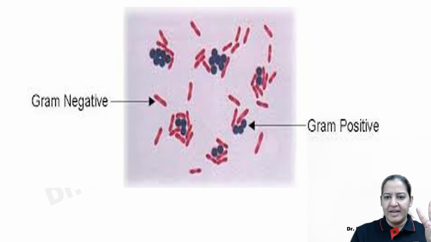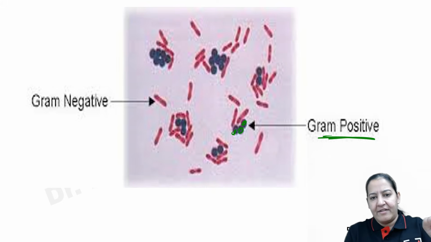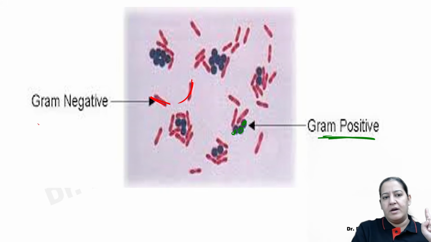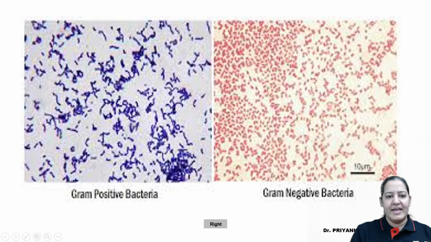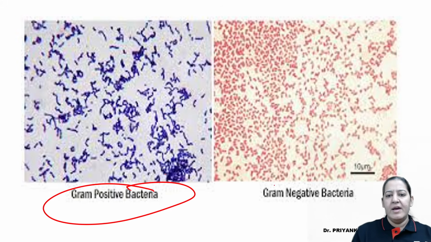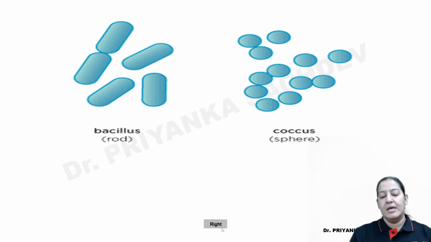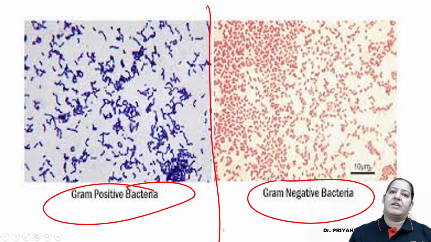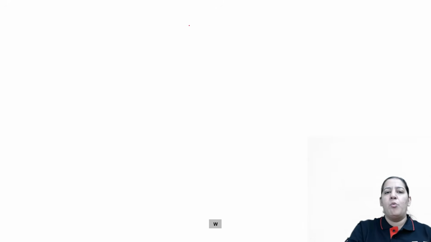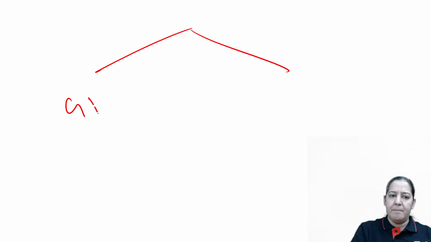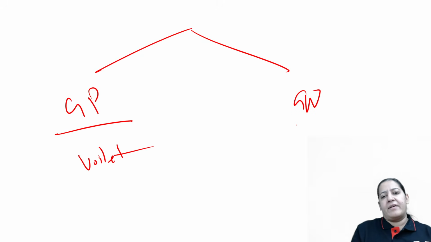You can see the two types of bacteria. The violet ones are gram positive, and the red ones are gram negative. You can crystal clearly see the difference. Now, please classify the bacteria. This is the first classification. So in the world, some of the bacteria are gram positive, some are gram negative. That is, some are violet in color, some are red in color.